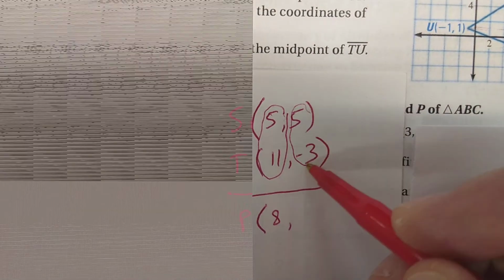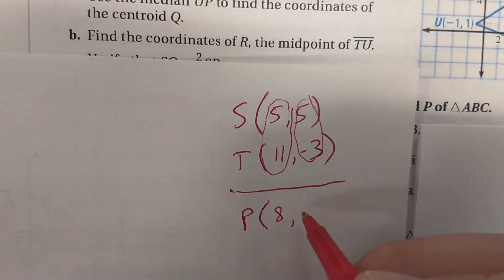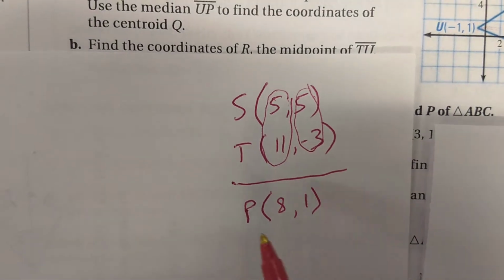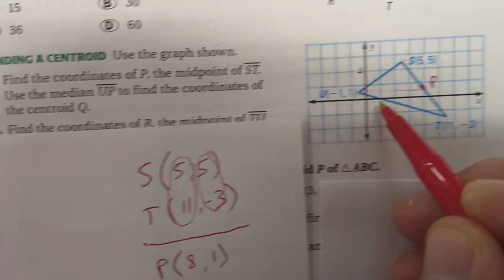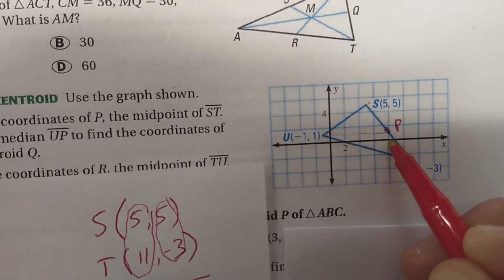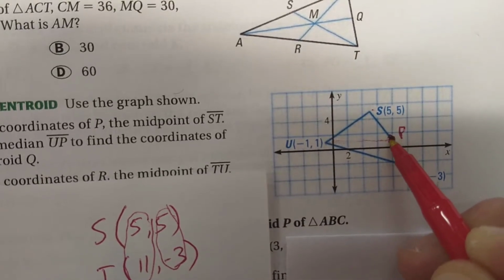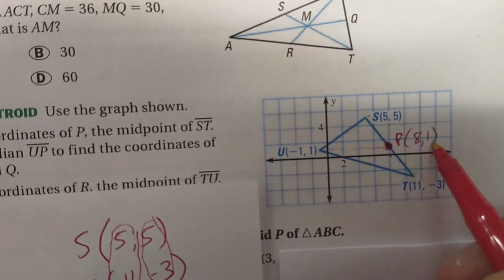And I do the same thing over here. 5 and negative 3 is 2. But then I divide that by 2, and so my y value must be 1. Point P must be at 8, 1. And if I look at this grid, I'm going by 2. So 2, 4, 6, 8, and up 1. That's about where we had estimated it. Point P is at 8, 1.